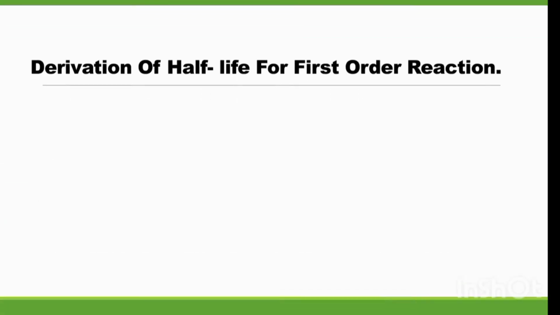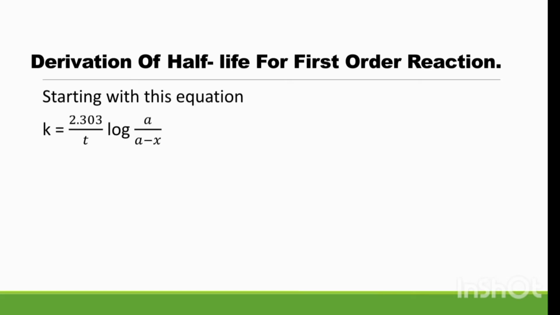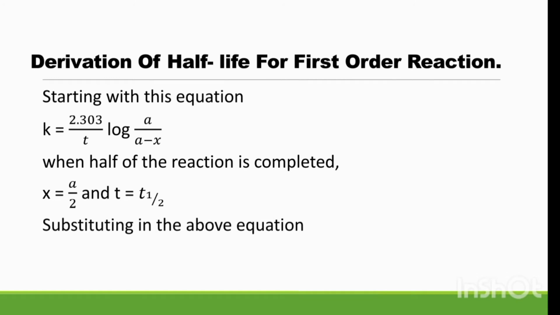Derivation of half-life for first order reaction. Starting with the rate law expression. When half of the reaction is completed, the value of x, that is the amount of reactants that are decomposed, is equal to half of the initial concentration of the reactants, and time is equal to t half. Substituting these values of x and t in the above equation, we get.